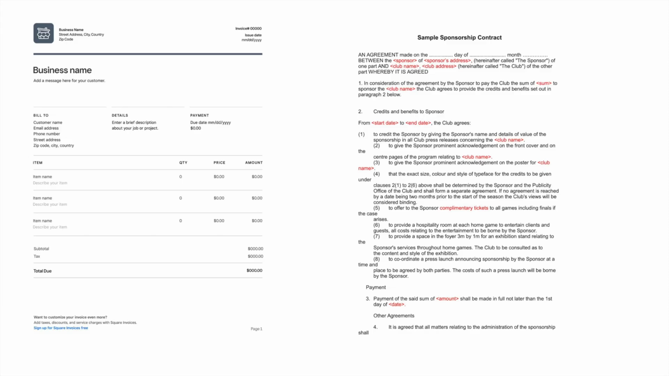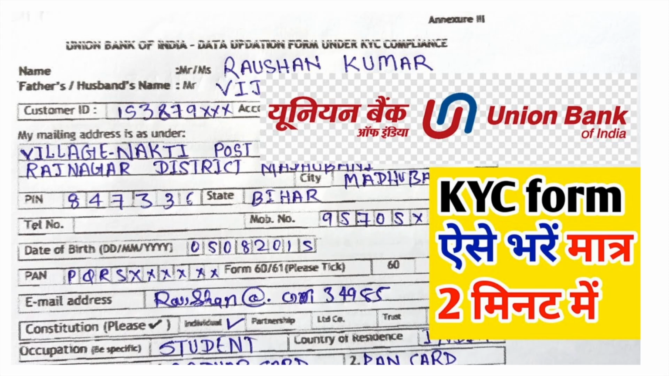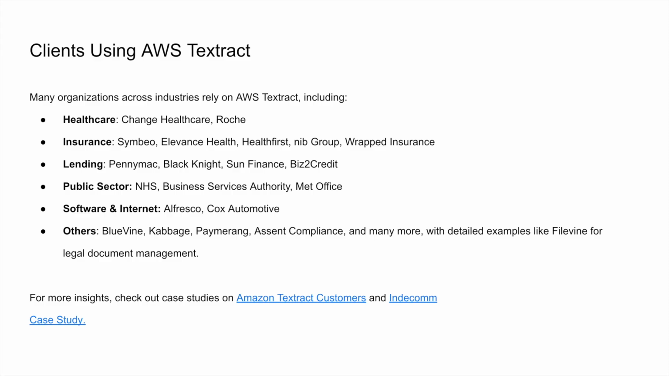Imagine invoices, contracts, or even handwritten notes piling up. From these documents or images, you might need key information like customer data: customer ID, customer address, PIN numbers, PAN numbers, date of birth, email address, occupation, and mobile number. These are some of the important information you can extract from a document or form.